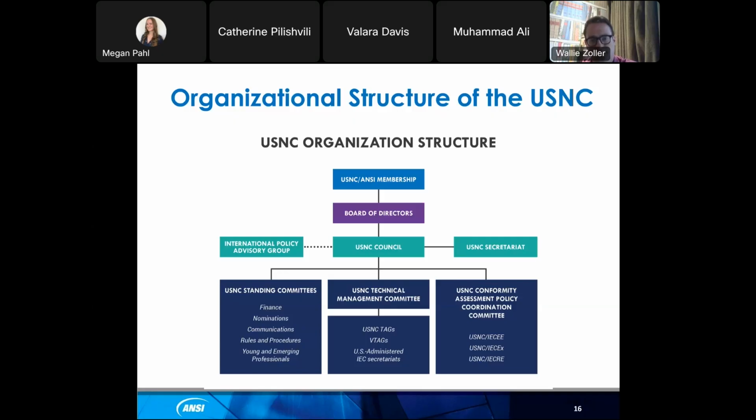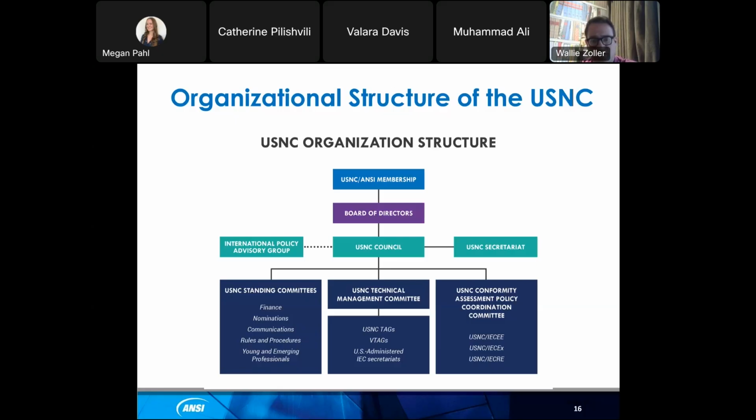So at USNC ANSI membership, that's your entree into participation. The board of directors advises on legal matters, on technical matters, on participatory matters as well, and advises the International Policy Advisory Group, the Council, and the Secretariat, who oversee our standing committees, our technical committees, and our conformity assessment committees as well. The standing committees will seem very functional, right?